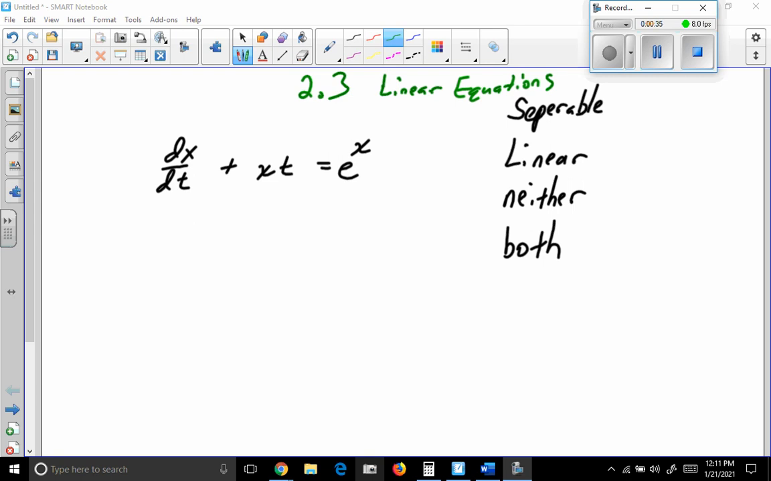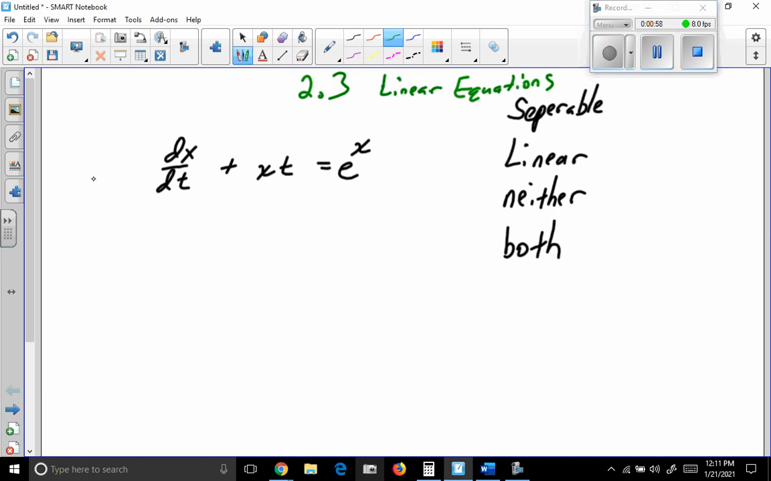So by the time we get to the end of this section, if a differential equation is separable, we have already been able to solve that. If it's linear, that's going to be something new we can solve. But if it doesn't fall into either category, then solving that may be something we're going to do in the future. So let's refresh our memory of what it takes to be linear.